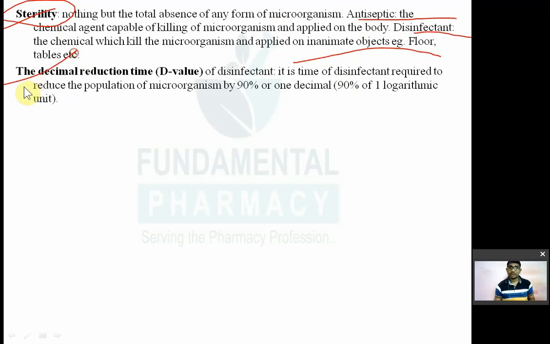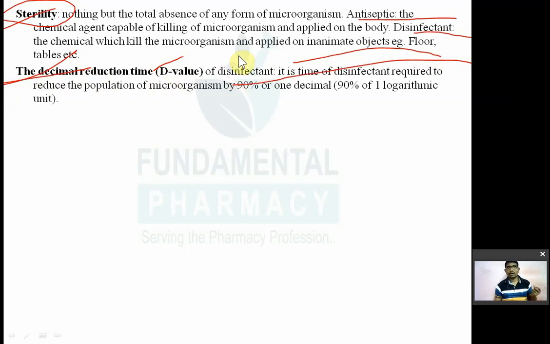In the context of the chemical method of sterilization, where you use alcohol, aldehyde, phenol, there are two terms related to the chemical method of sterilization. First one is known as the decimal reduction time, also known as the D value. It is the time of disinfectant required to reduce 90% of the total population.